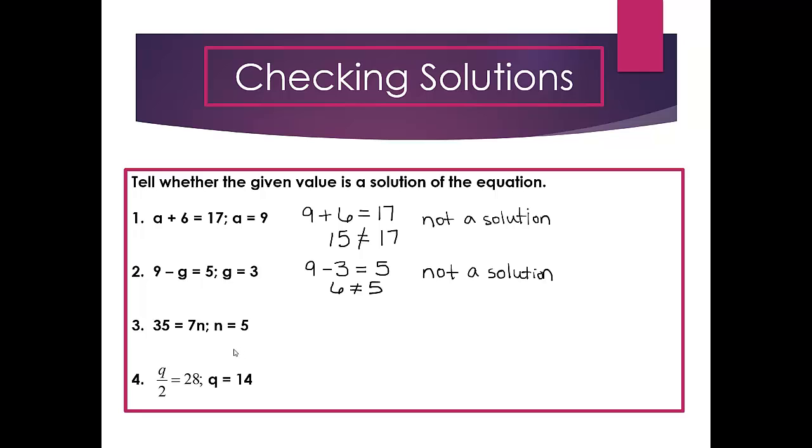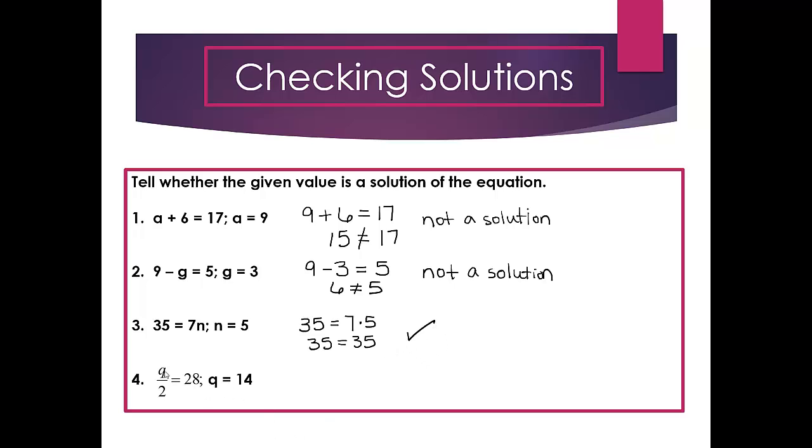And now for number 3, we have 35 equals 7n. And we want to see if n equals 5. So we have 35 equals 7 times n, and n is 5. So we have 35 equals, and 7 times 5 is 35. And 35 does equal 35. So this is a solution.